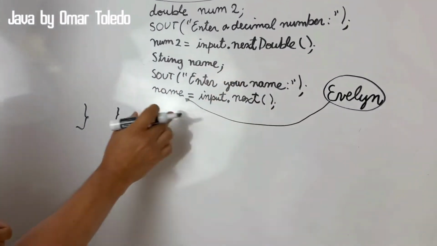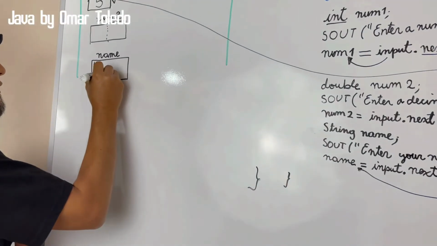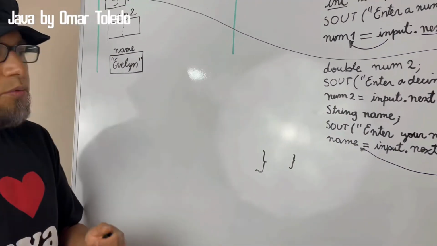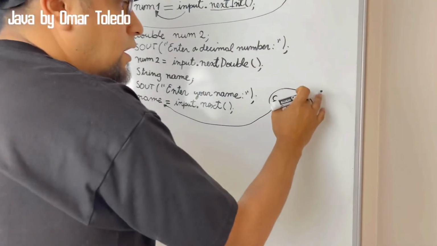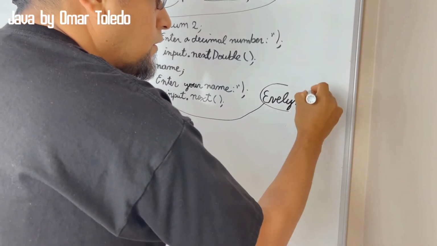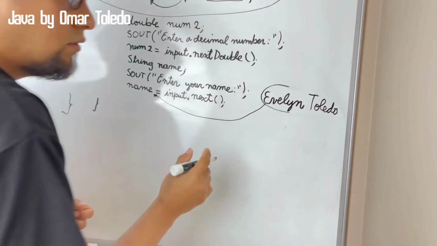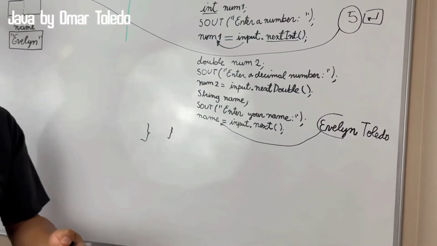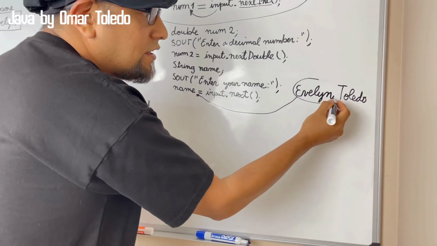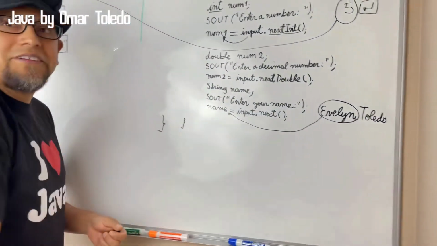So now, in the variable name, you're going to have the beautiful name, Evelyn. But what happens if the user now types, for example, Evelyn, white space, Toledo? There is a problem here with the scanner. Next is going to check Evelyn, detect the white space, and think, okay, this is the text, and it's not going to grab Toledo.